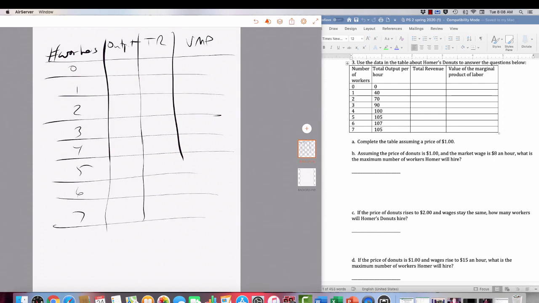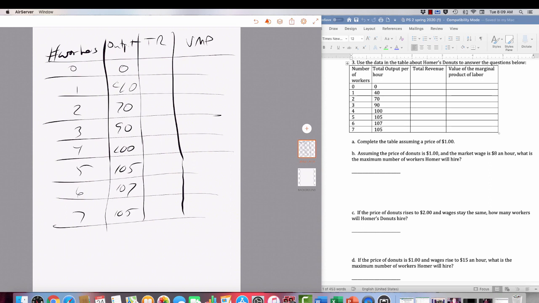And output was given to us. So we have 0, 40, 70, 90, then 100, 105, 107, and 105. Now, what we need to do first is figure out the total revenue.